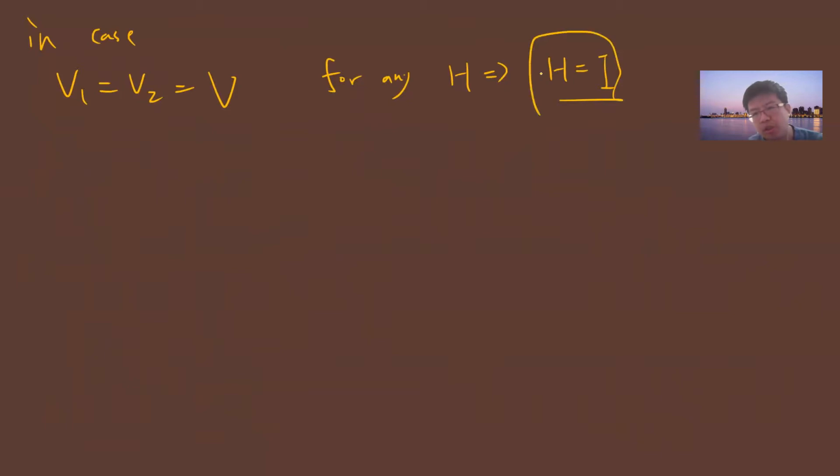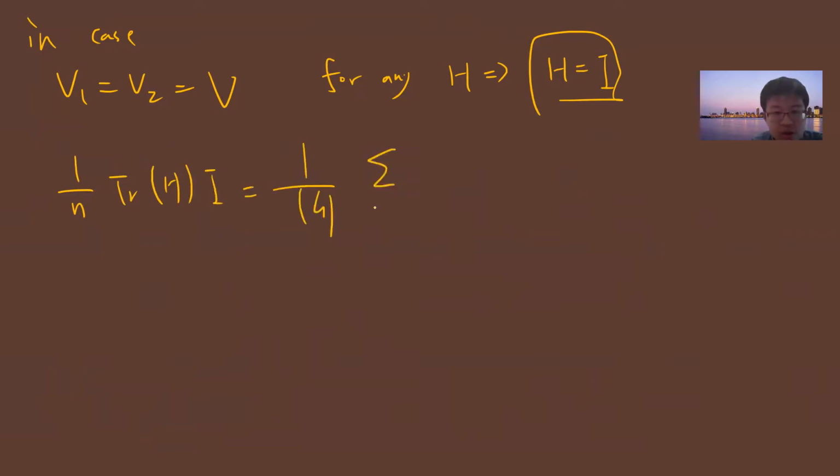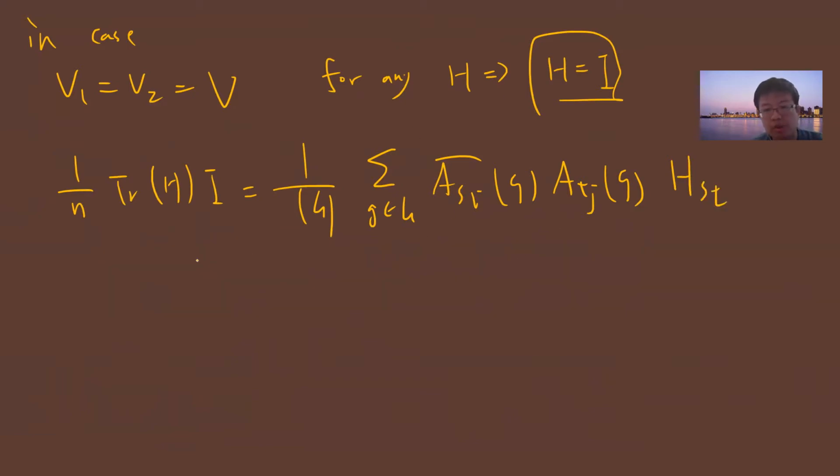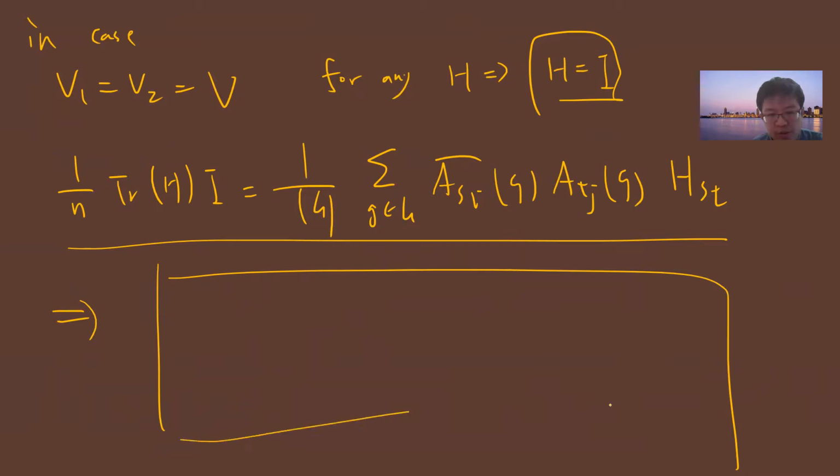Oh, by the way, okay, so for any H, that means we get the trace H identity from 1 over G, sum over G belongs to G, A_SI(G) A_TJ(G). Sorry, there should be H_ST, right? So this is just write down everything, and we got this, and H is arbitrary, right? So I can pick H to be identity. So you immediately get 2 equations, right?